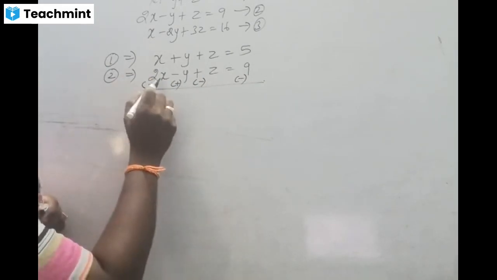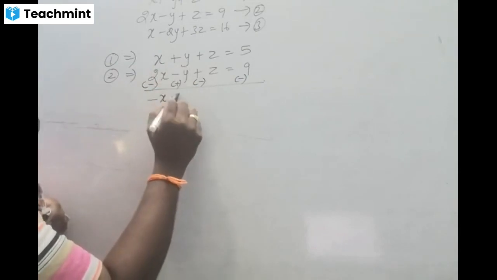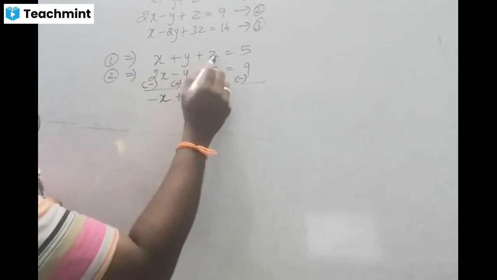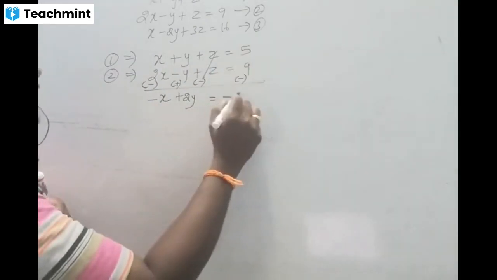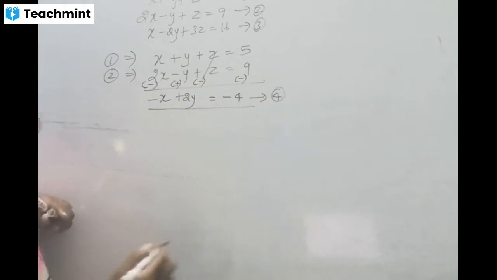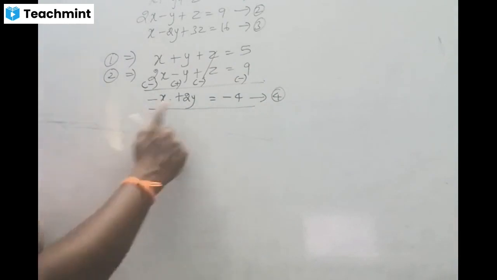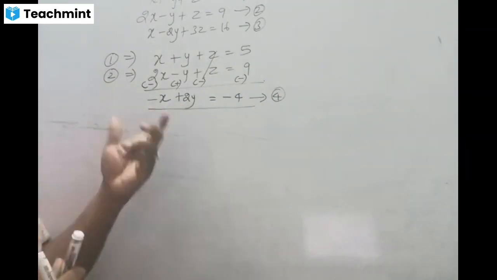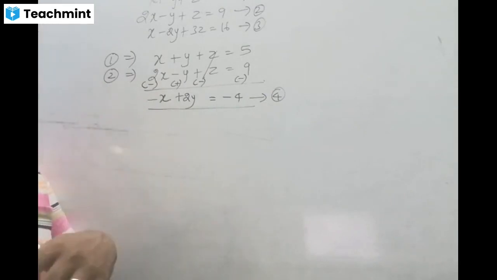So minus 2x plus x, that is minus x. Plus y plus y, so plus 2y. Plus z minus z, cancelled. Minus 9 plus 5, that is minus 4. This is called equation number 4. So please wait, I'm going to do a little bit more. Equation 4 contains only two variables, x and y. So no z is there.